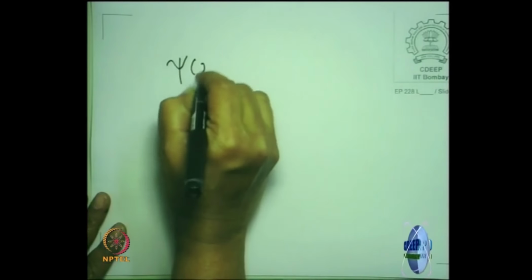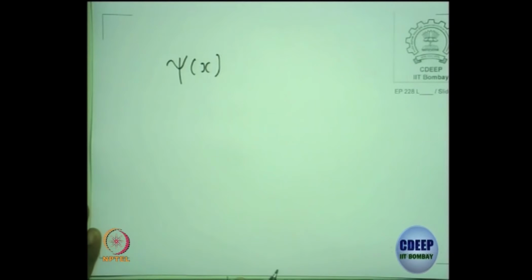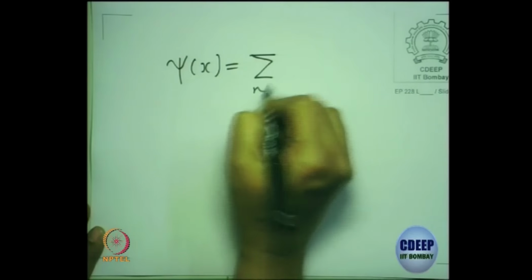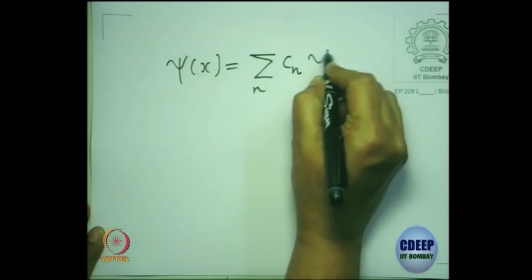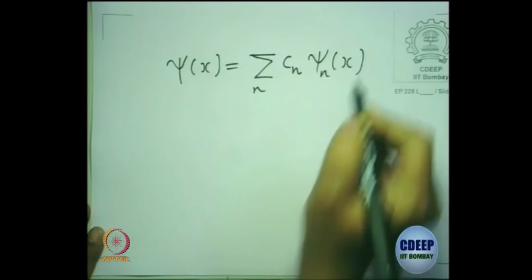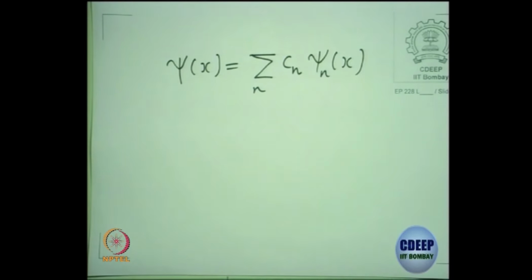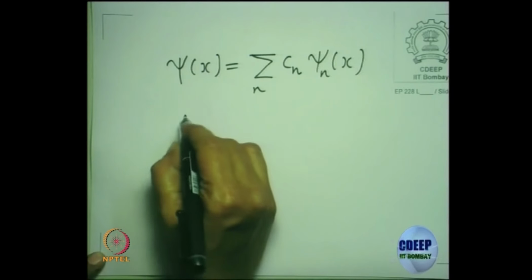So what we have seen is, at least in a particle in a box, we could write psi of x as a linear combination of Cn times psi n of x, where psi n of x are the stationary state solutions to your Schrodinger equation. So this is what we call a linear superposition.